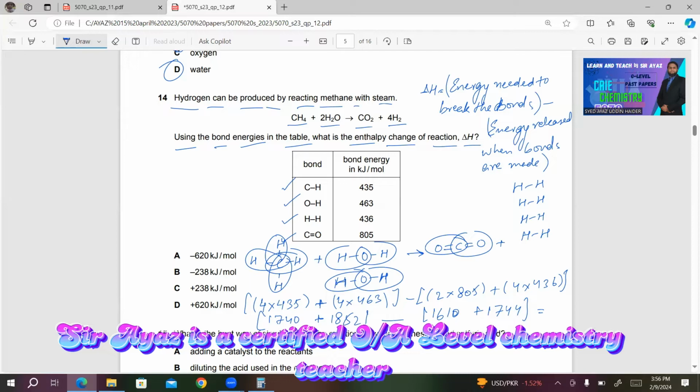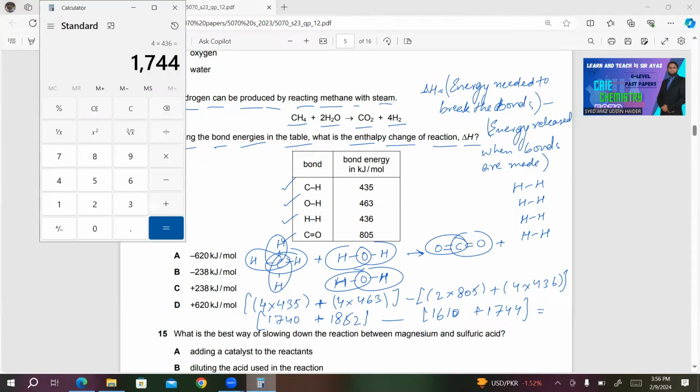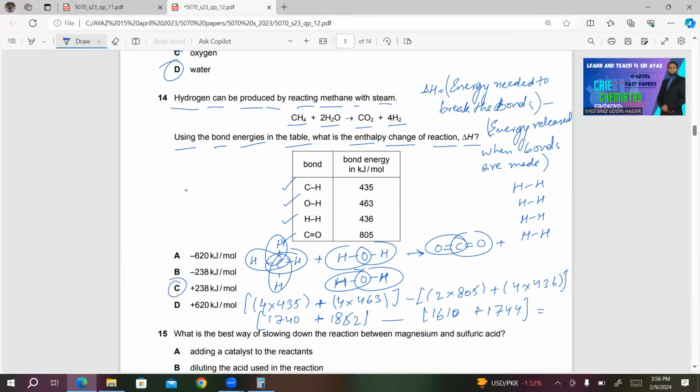So if you subtract the energy released when bonds are made from the energy needed to break the bonds, the answer will be, we have 1740 plus 1852 minus 1610 minus 1744. We get plus 238. So C will be the right answer in this case. This will be the right answer.